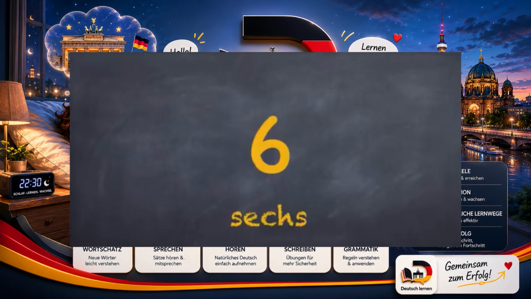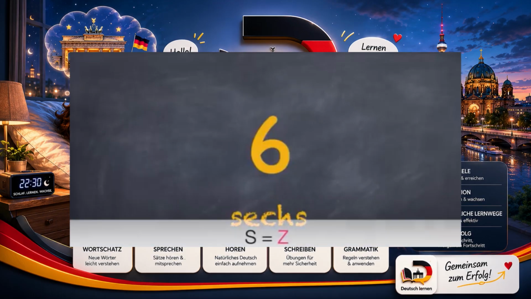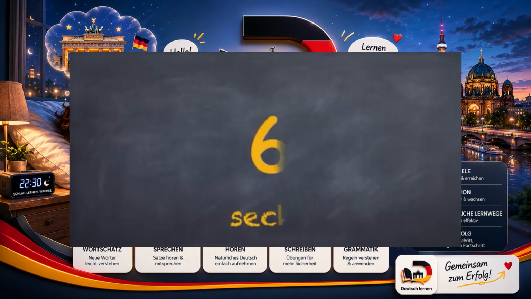Sechs. Once again, sechs. We have already learned that whenever the letter S occurs at the beginning of a German word and is followed by a vowel, it is pronounced as if it were the English Z. Similarly, in the next one, sieben. Once again, sieben.